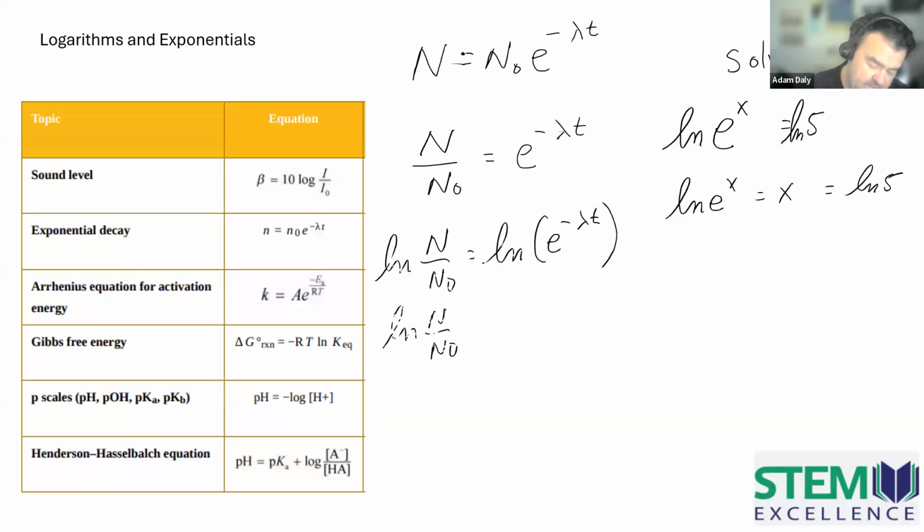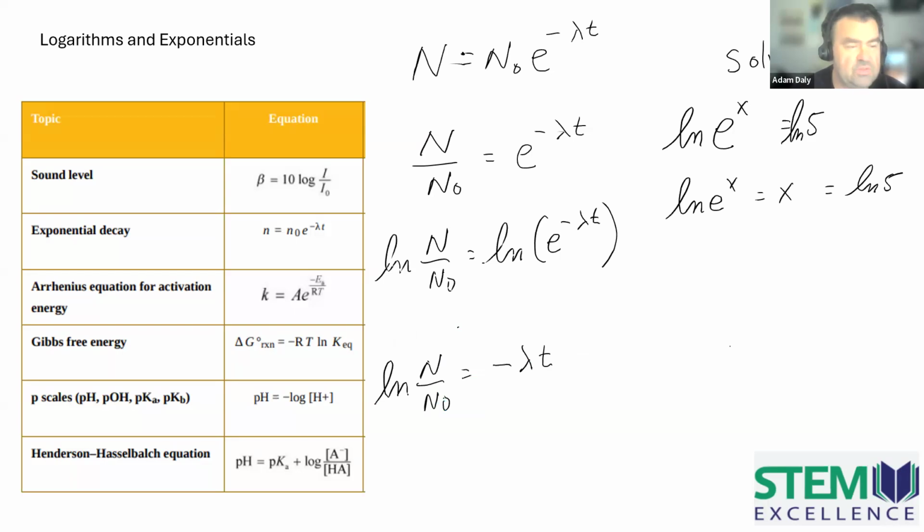See if I can make that thicker. Oops, kind of get rid of it here. So the ln of N over N0 equals, and now we're just going to have minus lambda t.